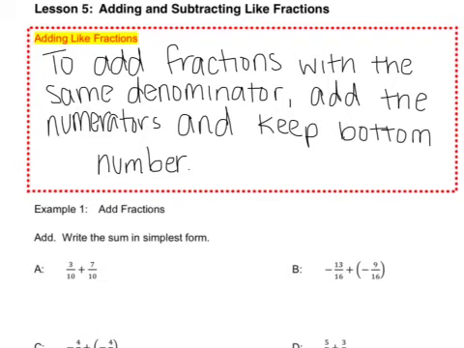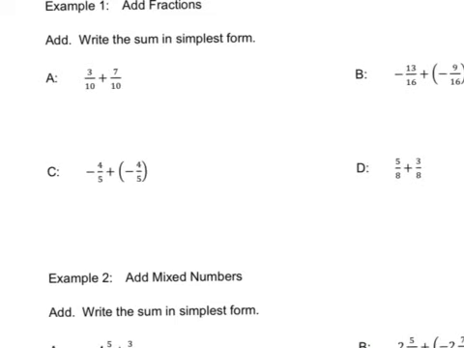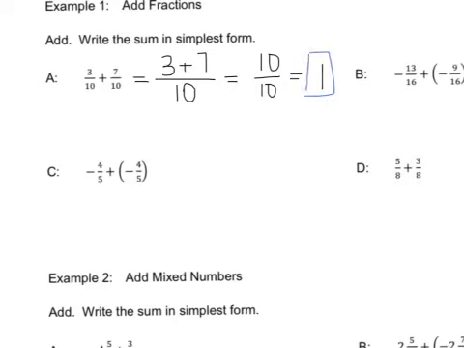Okay, let's go ahead and go down to example 1 and look at A. So we have 3/10 plus 7/10. Those are like fractions because they have the same denominator. So all you need to do is add the numerators. You would take 3 plus 7 and keep whatever the denominator is, so we're going to keep 10. 3 plus 7 equals 10. We still have 10 on the bottom. 10 over 10 equals 1. Remember, you should always reduce your fractions if you can.